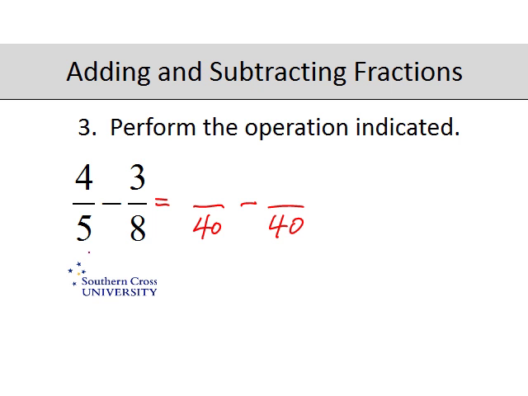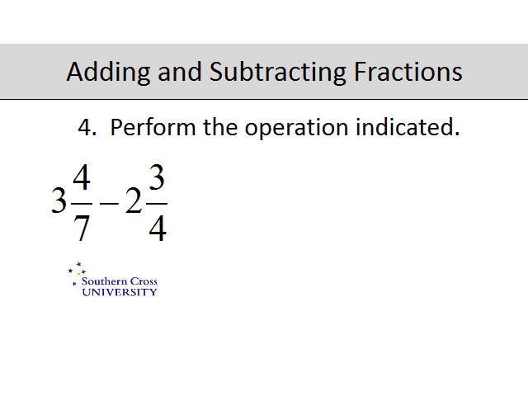So to go from 4/5 to 40ths, we need to times that by 8, top and bottom, to get an equivalent fraction. 4 times 8 is 32. To go from eighths to 40ths, we need to times by 5, top and bottom, to get an equivalent fraction. 3 times 5 is 15. So our answer will be in 40ths. 32 take away 15 is 17. So our answer is 17/40ths.